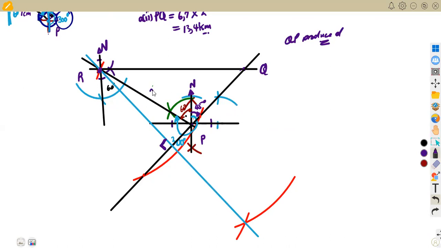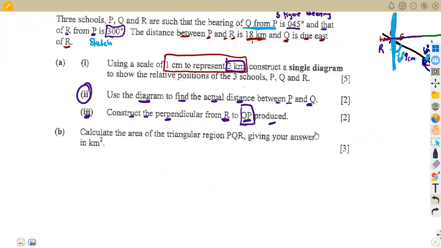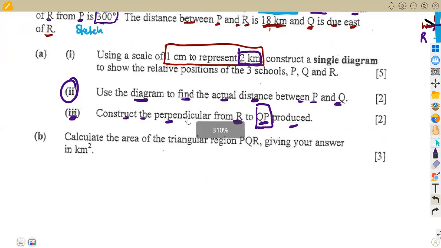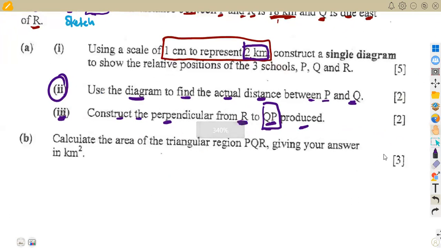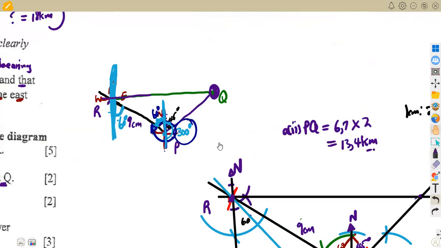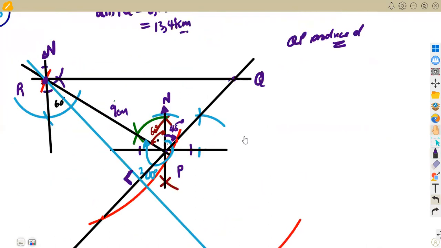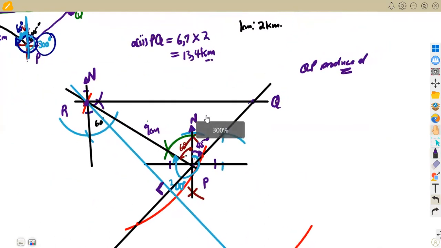Remember, this was 9 centimeters, if you still remember PR. Okay, let's check the other part of the question. Now they are saying calculate the area of the triangular region PQR, giving your answer in square kilometers. We need to calculate the area of the triangular region PQR, which is this region. I extended too much here. This is the region that we have.